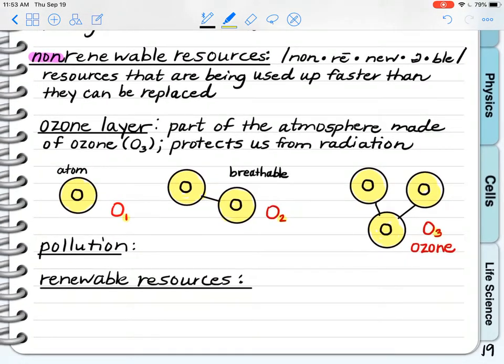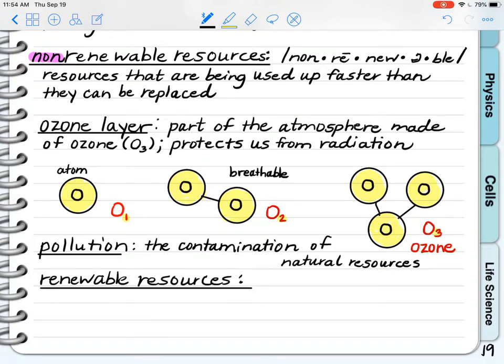All right, two more. We have pollution, and I bet you know what that one is. Pollution is, most people say something dirty is polluted, and they're right. Pollution is the contamination of natural resources. So if we pollute our oceans and our streams and our soil, that is contamination, pollution of natural resources.